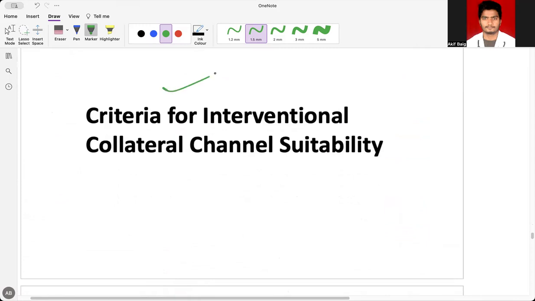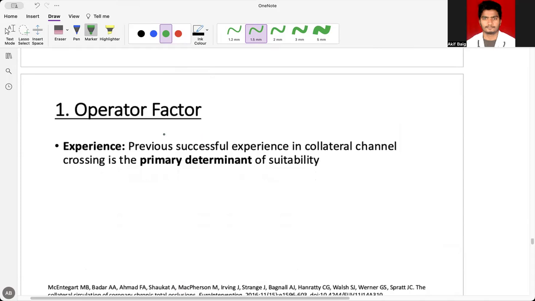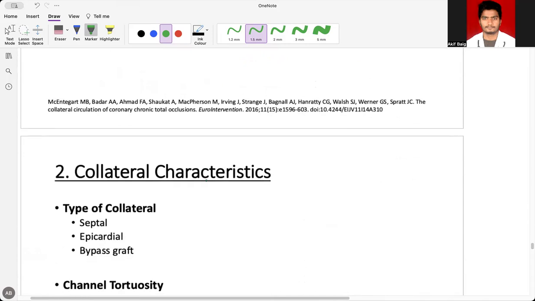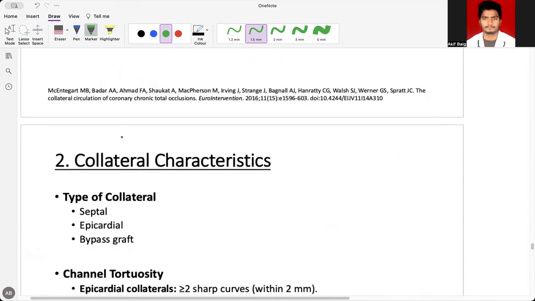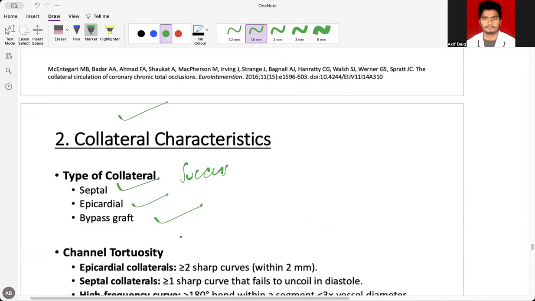So, criteria for interventional collateral channel suitability: whether this collateral is suitable for intervention or not. First is operator factor. The operator should have previous successful experience in collateral channel crossing, which is the primary determinant of suitability. Second, it depends on the type of collateral you have. Septal collaterals have higher chances of success in intervention when compared to epicardial and bypass graft.